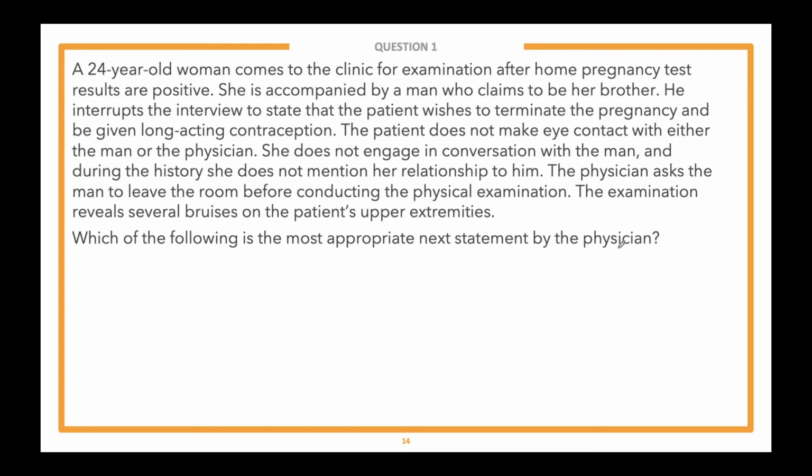Once again, the answer choices are covered up, and we will begin with the lead-in. Which of the following is the most appropriate next statement by the physician?